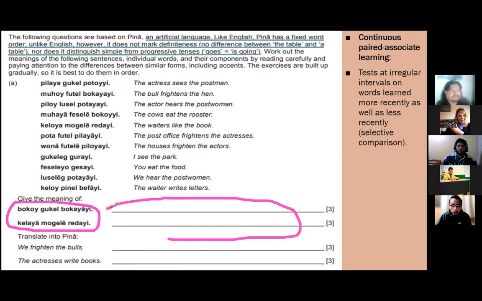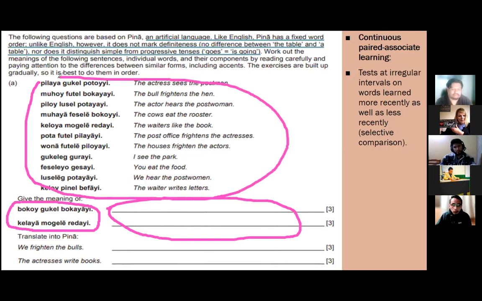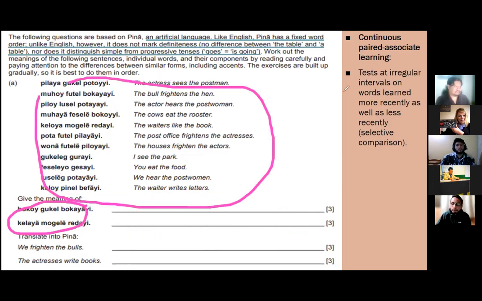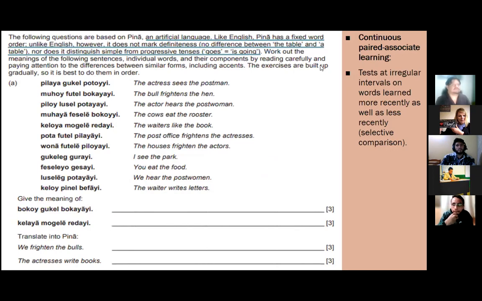I don't know if someone could help me. You have here some examples, some translations. Here is the Piña language, and here is the English. We have to find the meaning of these sentences after reading this. One clue to find the meaning of these words is looking for these words here and similar words there and their translation. So we can continue looking for the meaning of this sentence.